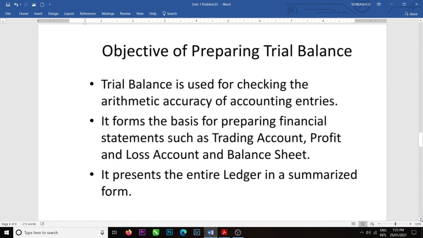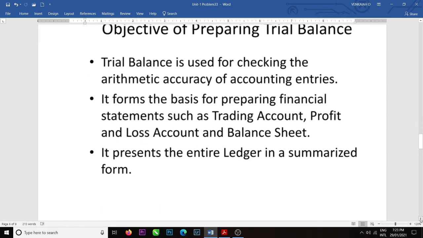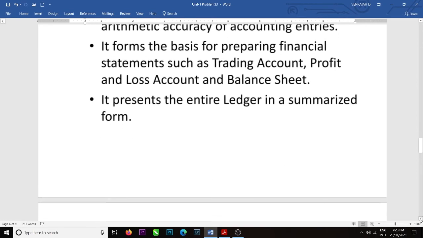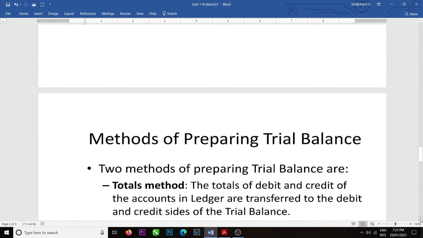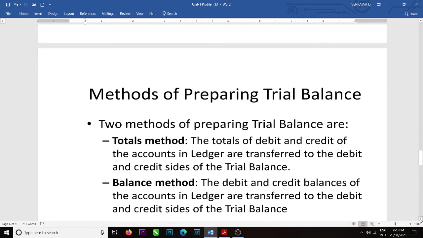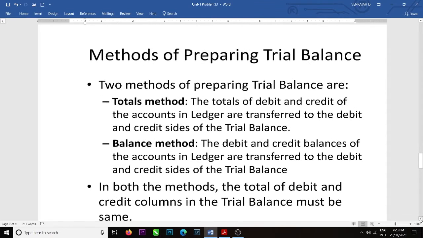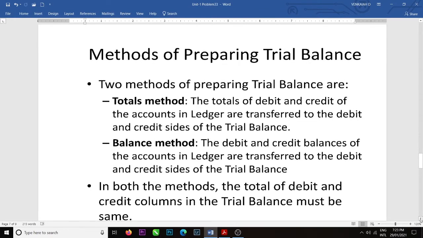It presents the entire ledger in a summarized form. The summary of all ledgers is the trial balance. Next, a trial balance can be prepared by two methods: the totals method or the balance method. Earlier, we balanced the ledgers, with balance brought down, and those balances were posted. In the case of the totals method, all ledger totals, debit total and credit total, will be posted in the trial balance.